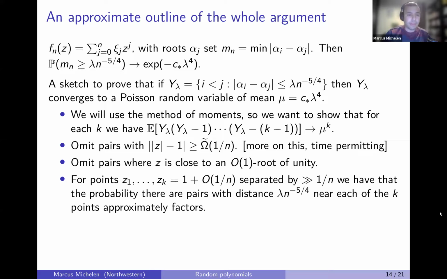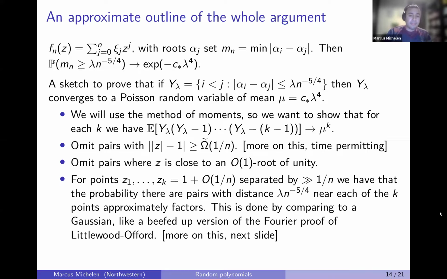And now here's really where the work is happening, right? So if you give me k points that are separated far enough away, the probability I have pairs within distance lambda n to the -5/4 is going to approximately factor. That's going to be exactly this power of mu to the k once I sum over all these separated k tuples. So this is done by comparing to a Gaussian, and we'll see more about this on the next slide. And the proof is just a stronger version of the Fourier proof of the Littlewood-Offord result, but we now have to work quite a bit harder to bound the Fourier transform rather than just bounding cosine to the n.